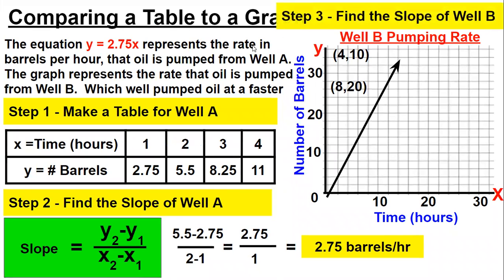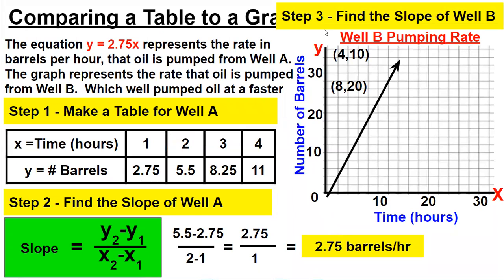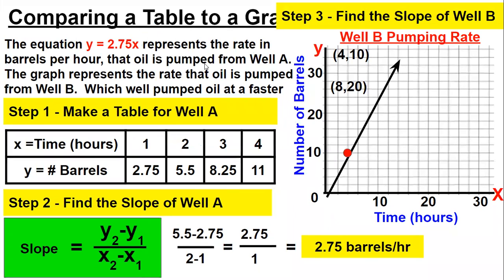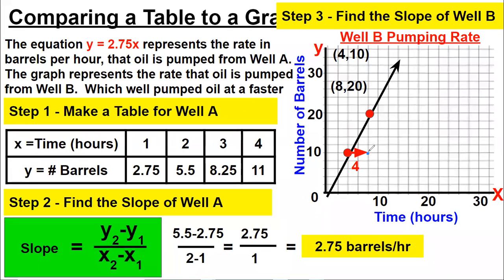Now well B, I have to find the slope of well B. So to do that, I have some points here. I don't know why I got those numbers written there. I wonder if I forgot to erase them. Yeah, I probably did. So anyways, I'm going to just use my rise over run. So I'm going to go till my stopping point here. I'm going to go from here to there, and then I'm going to rise.